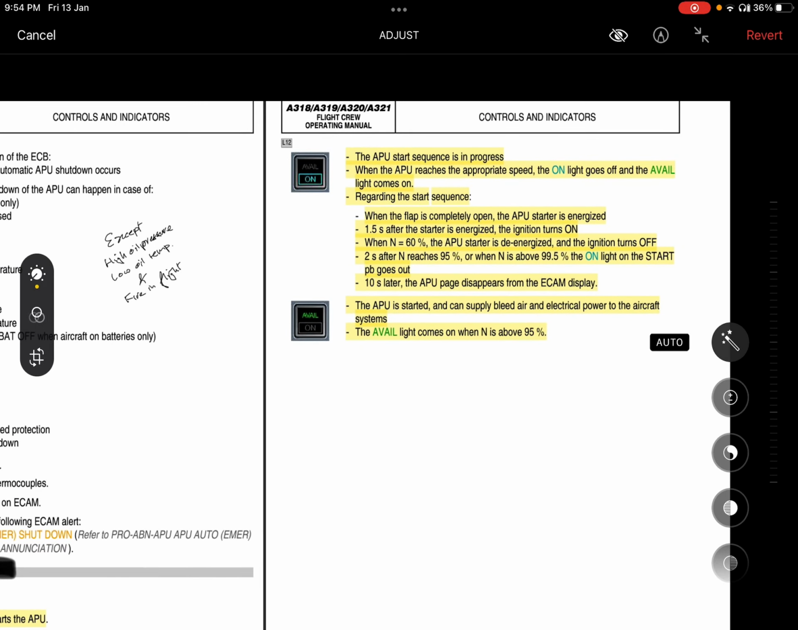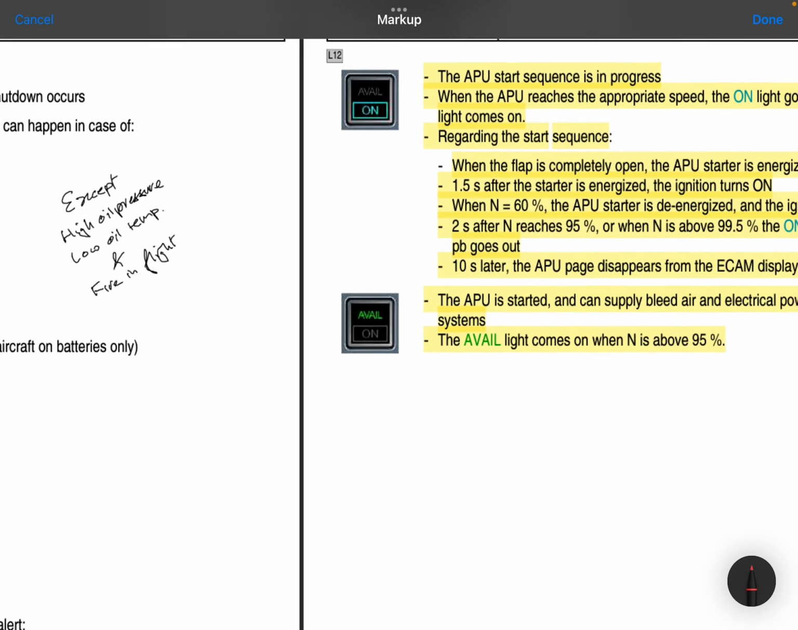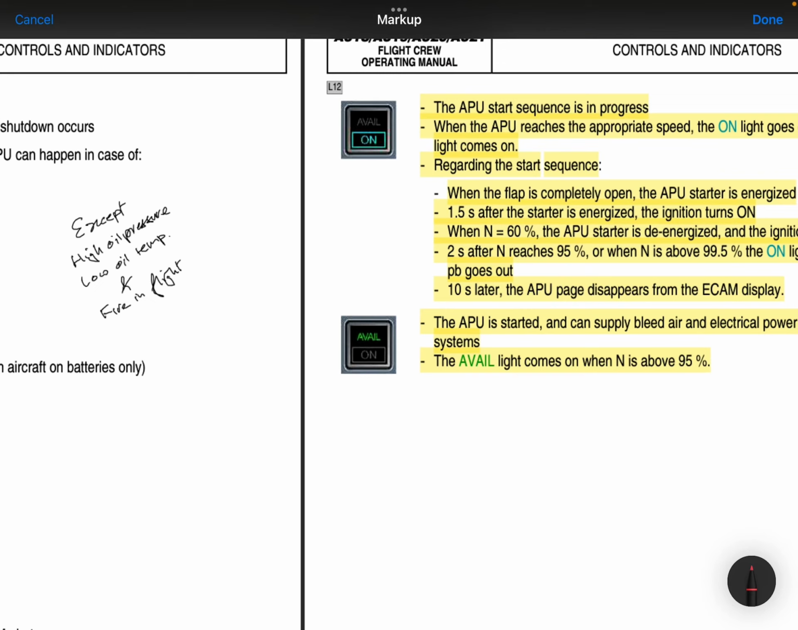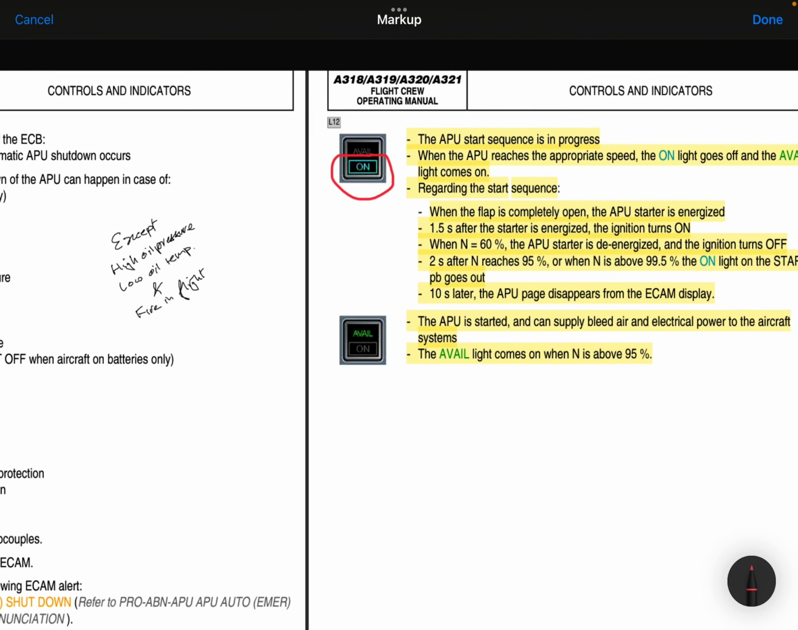So first of all, when you press this button, the ON light comes. It means that the APU start sequence is in progress. After that, when N is above 95%, the ON light goes off and the AVAIL light comes. Then the APU is available for electrical use or for bleed use.